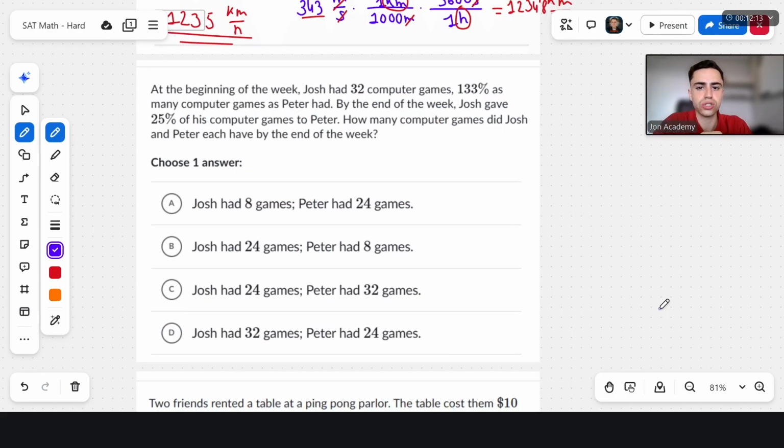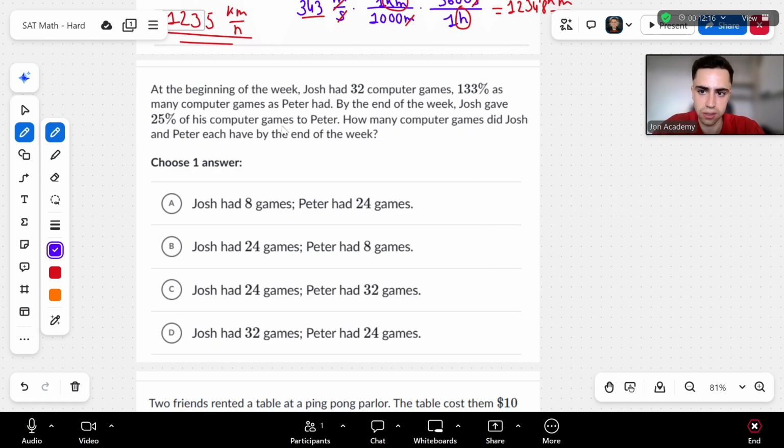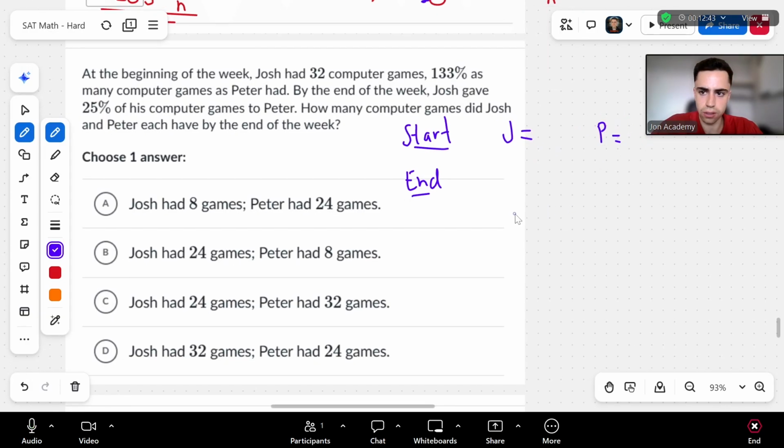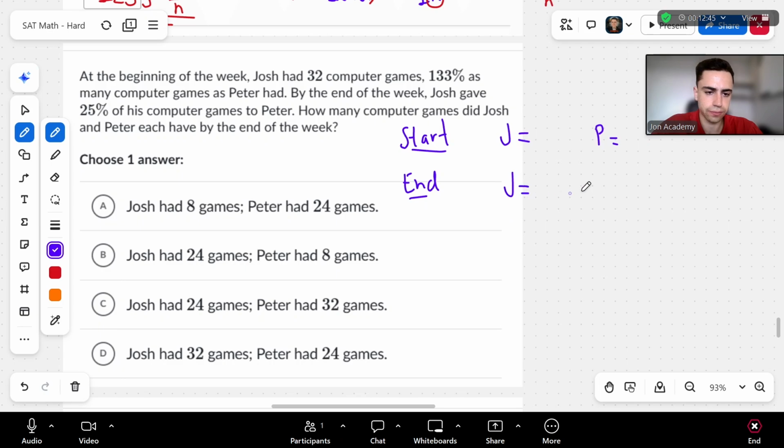At the beginning of the week, Josh had 32 computer games. And he was having so many more than Peter. Okay, by the end of the week, okay. So we are gonna have two cases, no? Start and end of the week. So let's check for each of them, no? At the start, we have Josh. Yeah, we could write J for Josh and P for Peter. Okay, in each of them.